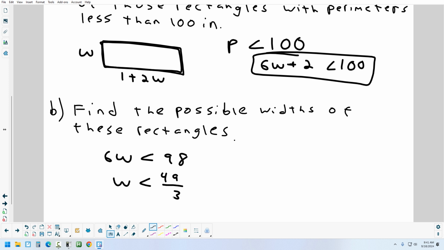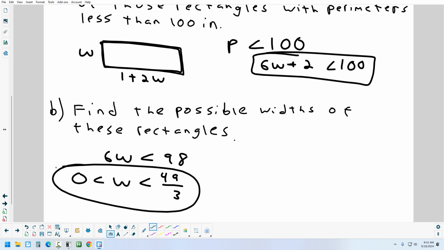Is there any other restriction that I should put on W? That's the biggest it can be. Less than 49 thirds, but it's got to also be greater than 0, and that is important to say. Okay. So if you forgot the greater than 0, you'd lose a little bit, but not much.